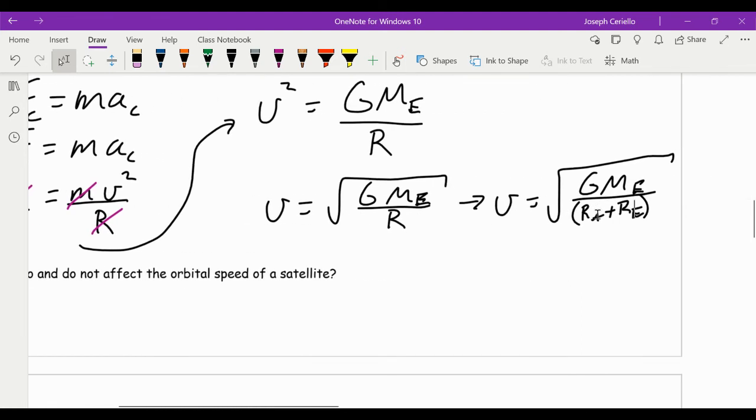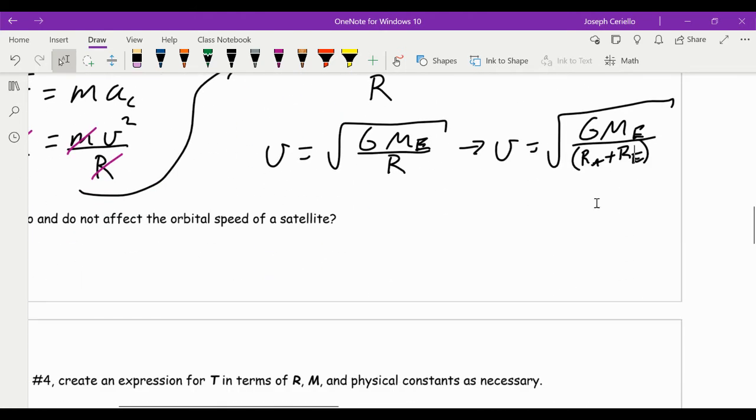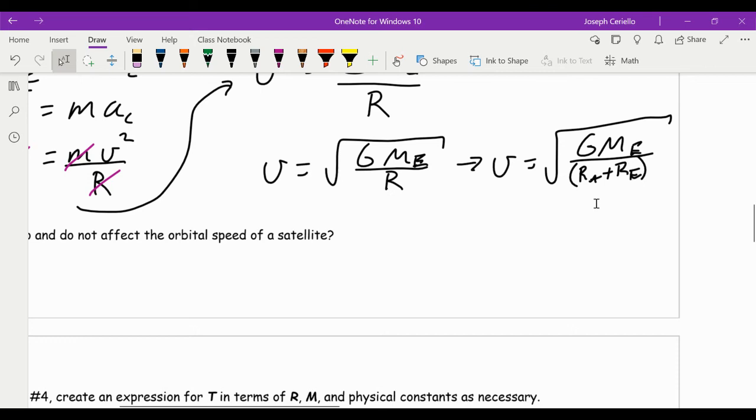The other thing that doesn't matter here, at least with this satellite example, is whether or not RA or RE is bigger. All that matters is their total together, the total R value. So if the planet had a bigger radius, but the altitude was smaller, that would be the same as if the altitude were bigger and the planet had a smaller radius, as long as those two add up to the same number.